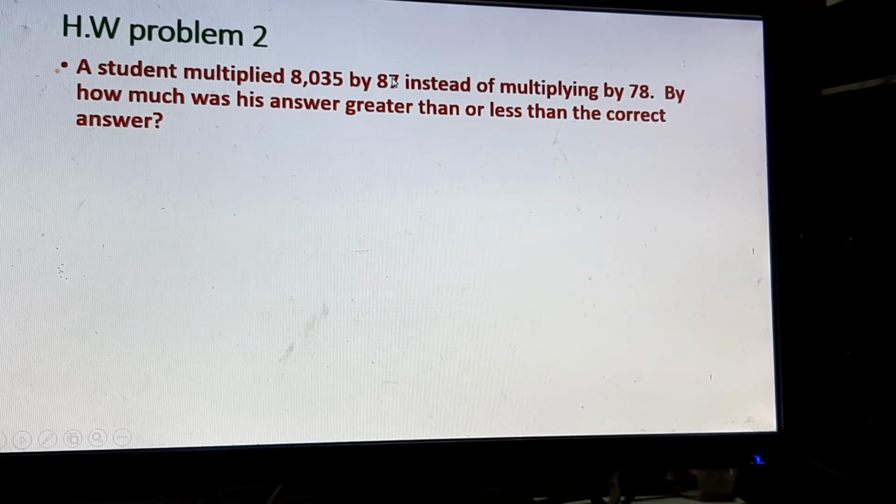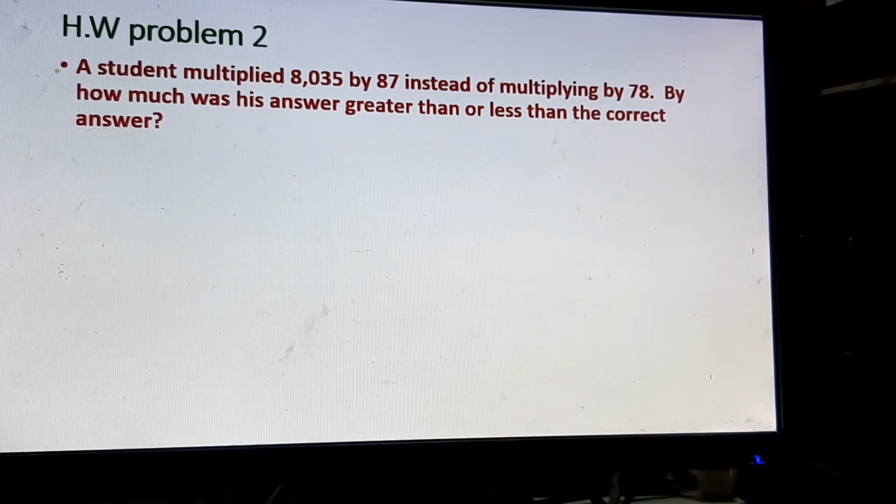Just interchange the number. What was in the ones place became the tens place. So he thought it was 87. So he multiplied by a bigger number. Okay. So by how much is his answer greater than or less than the correct answer? So his answer will be wrong, isn't it? Sometimes you make this kind of mistake. Teacher says 78 and you write 87. So when you are multiplying with 87, you will get a larger number, isn't it? You will get a greater number. So he will get a greater answer.